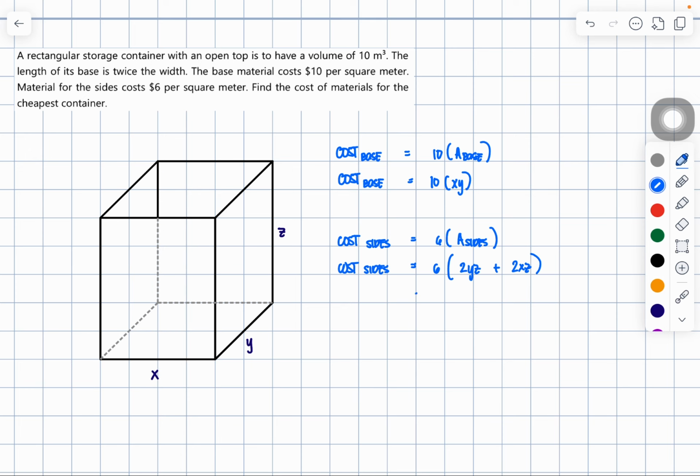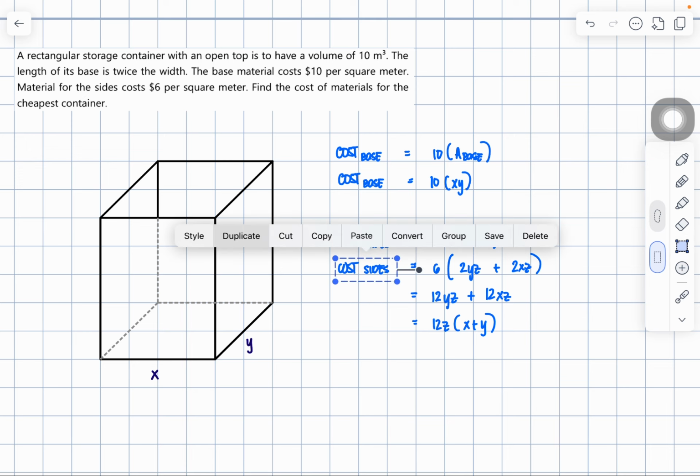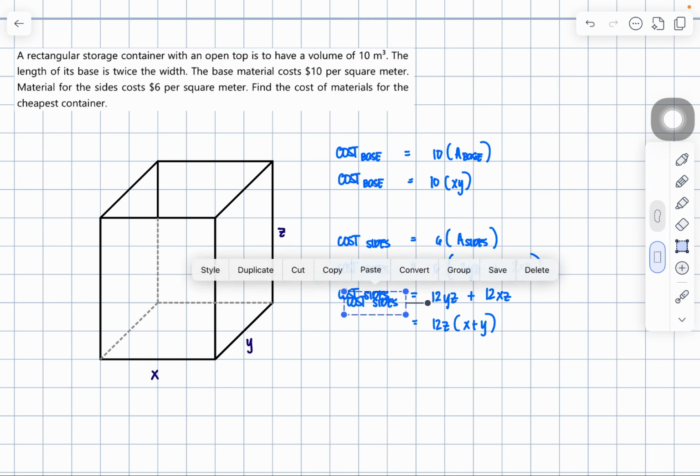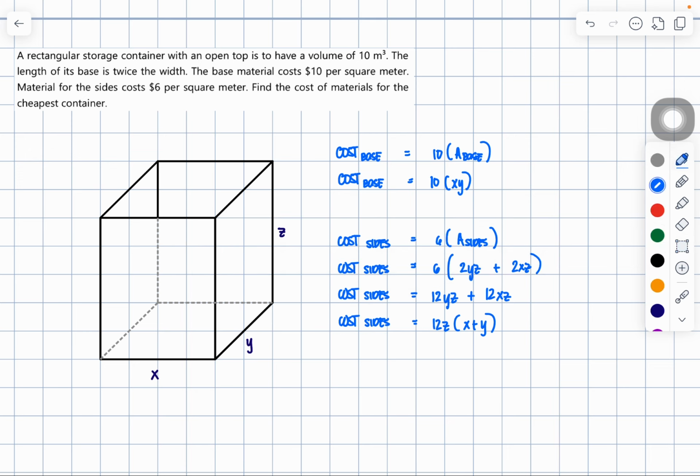Okay, let's simplify this one. So we have here 6 times 2, that would be 12. So 12yz plus 12xz. As you can see, may common term tayo dyan, yung 12 at yung z. So baka pwede nating ilabas. So meron kang 12z(x plus y). Take note, this is the cost of the sides.